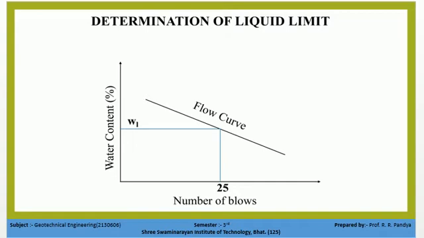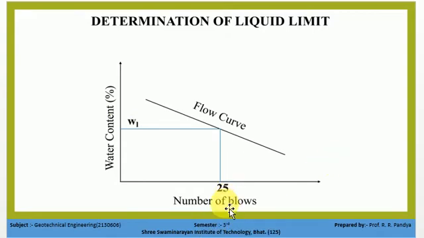Here is a sample graph of the number of blows versus water content. The water content is determined from the different samples taken throughout the test, using the oven dry method. After getting a different number of blows for the different water contents, we can get a linear downward line or downward curve.